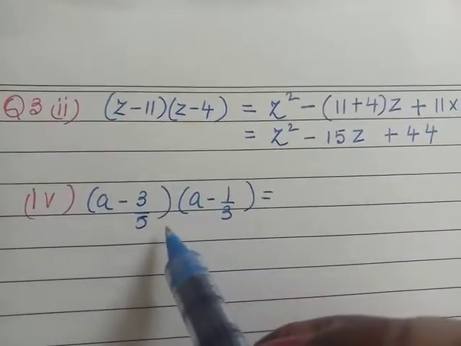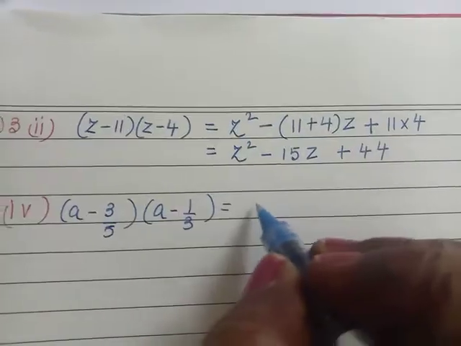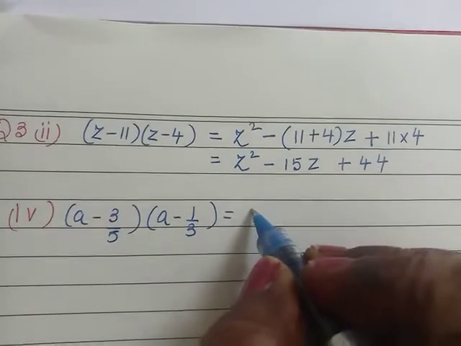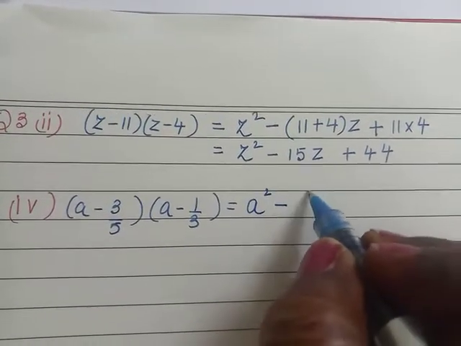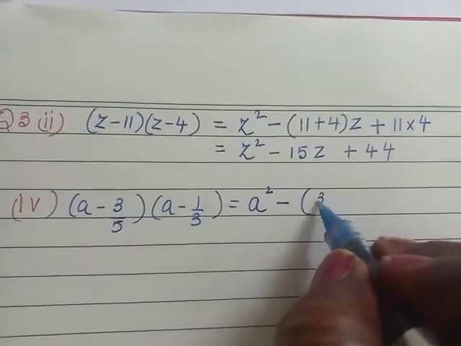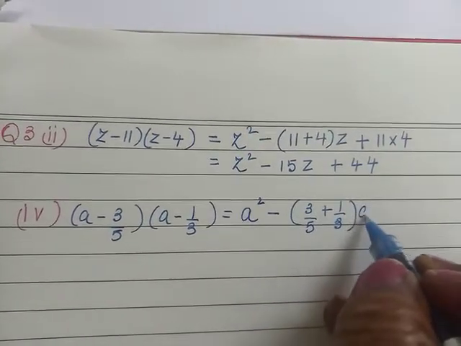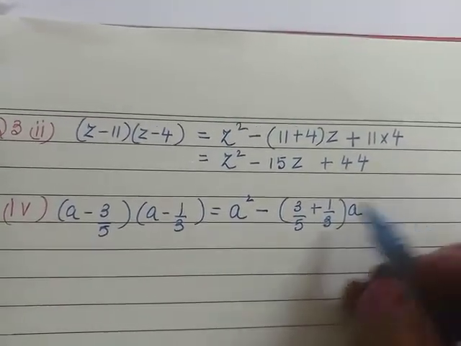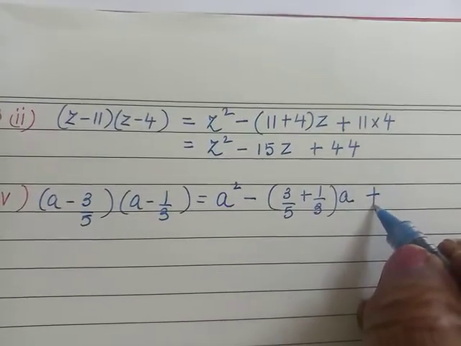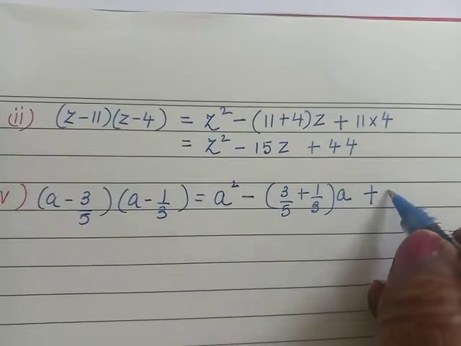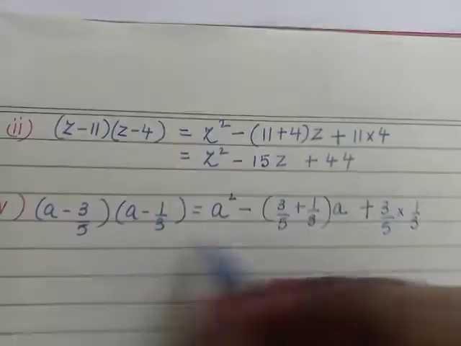Then question number 3, I discuss the fourth part with you. A minus 3 by 5 and a minus 1 by 3. So what do we write? Both are negative, so first we write the square term, that is a square. Both are negative, so negative sign out, and 3 by 5 plus 1 by 3. Outside the bracket it is going to be a. As both are negative, the product sign is going to be positive, so 3 by 5 into 1 by 3.